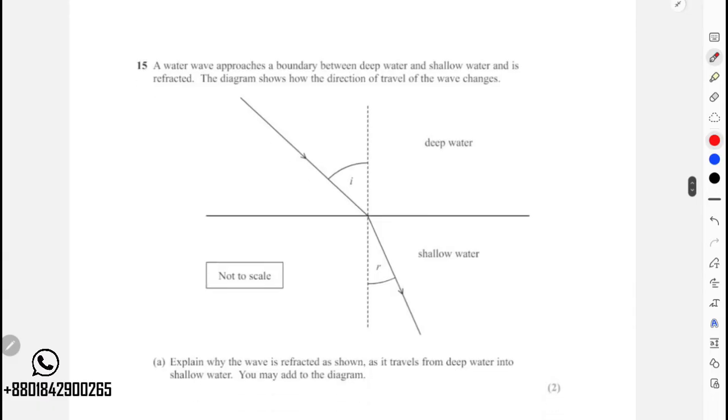Question 15. A water wave approaches a boundary between deep water and shallow water and is refracted. The diagram shows how the direction of travel of the wave changes. This is deep and this is shallow. We can clearly understand deep water is what? Less dense, as your wave is very far away from the normal, right? So this is less dense and this is more dense.